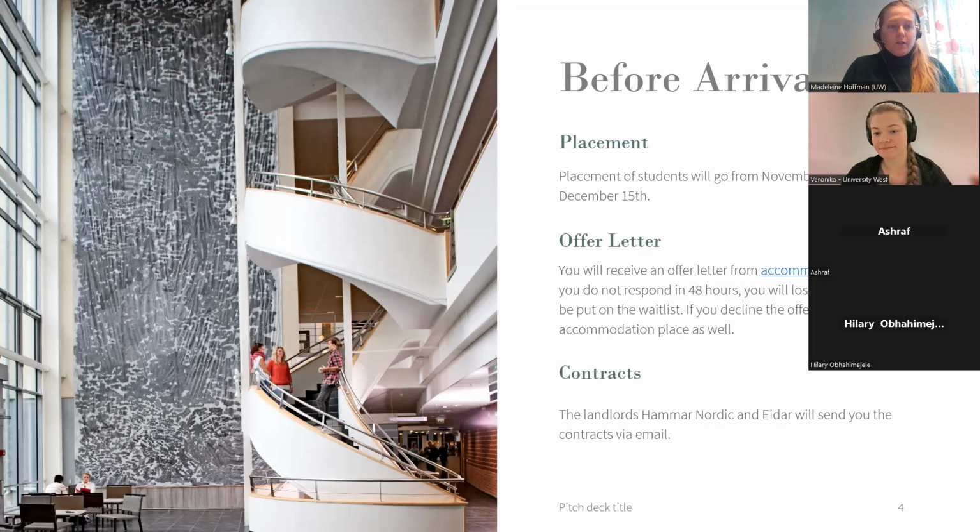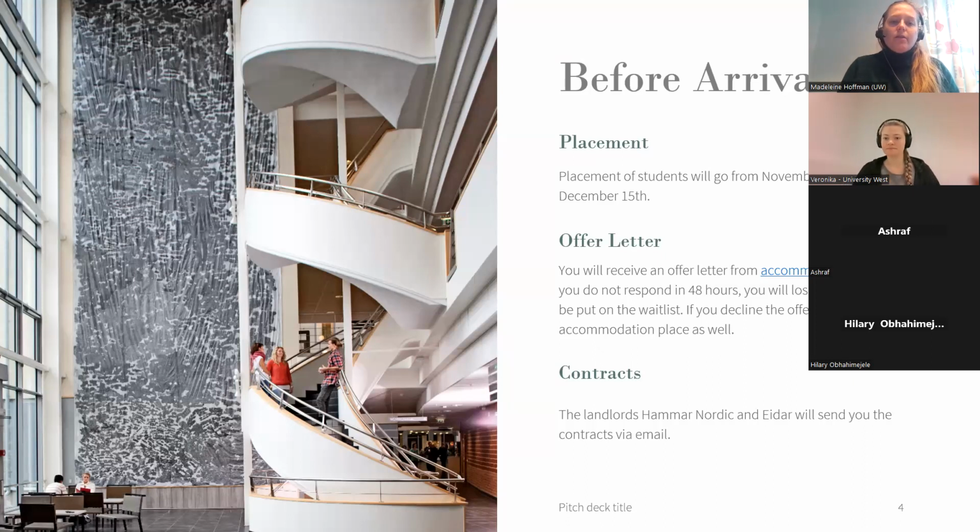If you do not respond in 48 hours, you will lose your space and be put on the wait list. If you decline the offer, you will also lose your accommodation place and be put on the wait list. You can't pick and choose where you want to be. We only move people in extreme circumstances with safety and health issues. But usually people get where they want to go. You can always put a preference in your accommodation application and we can try to meet it, but it's not a guarantee. And the contracts will be sent digitally directly from Hammer Nordic and ADAR, the two housing companies we work with.